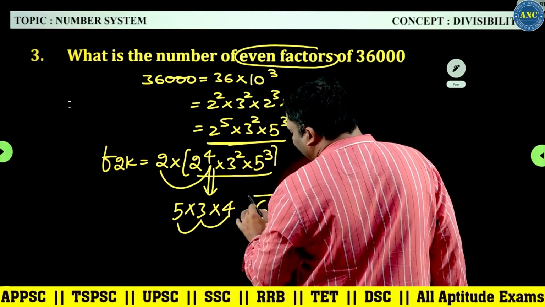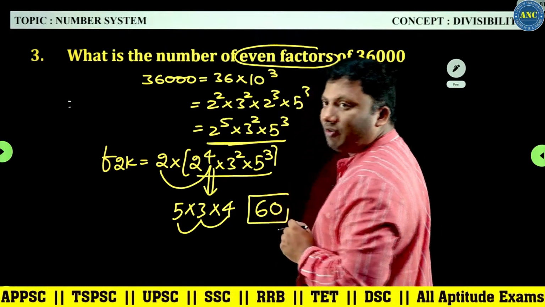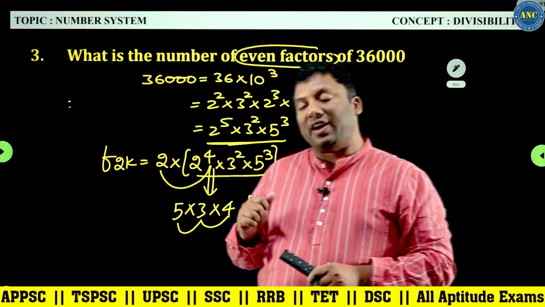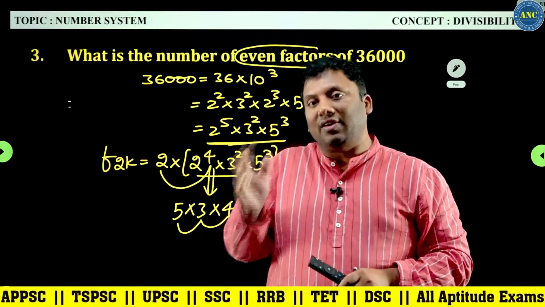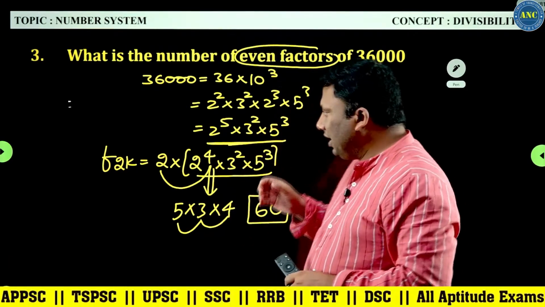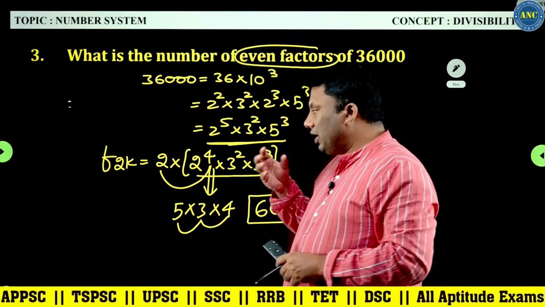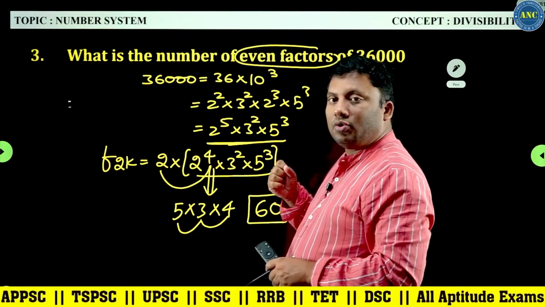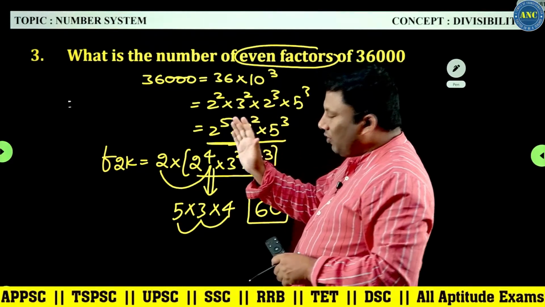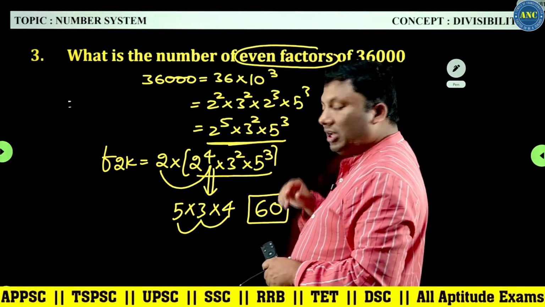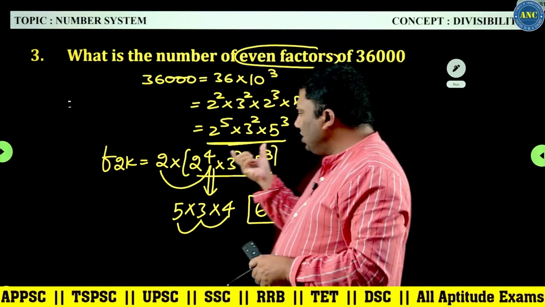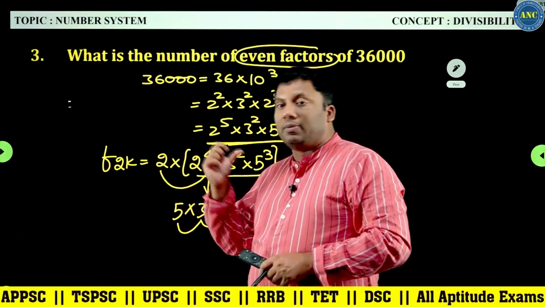How many even factors are there for this number? What will be the answer? 60. What exactly do we mean by even factor? Factors which are even numbers. What is the form of an even number? It is divisible by 2. So any number which is divisible by 2 is of the form 2k. So 2 into 2 power 5, 1 2 is taken out. It is 2 power 4 into 3 square into 5 cube. These are the numbers which are multiplied by 2.